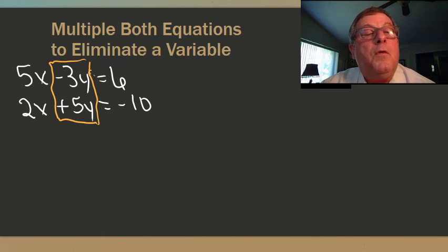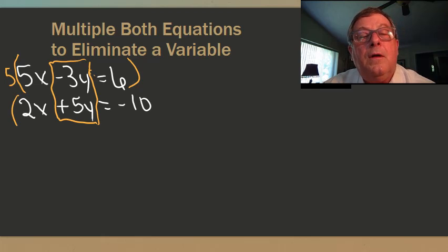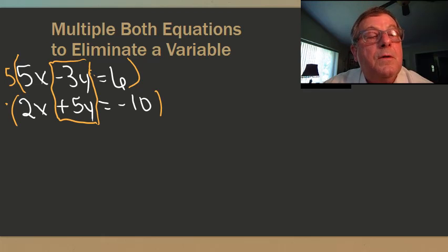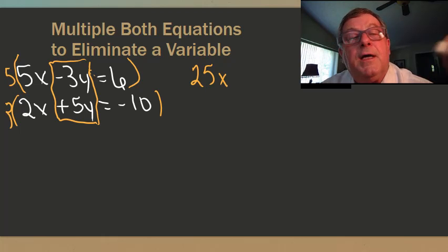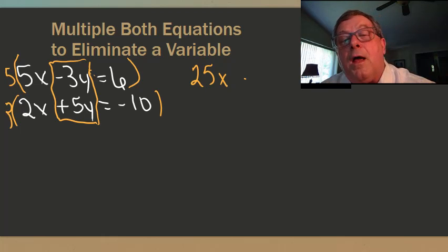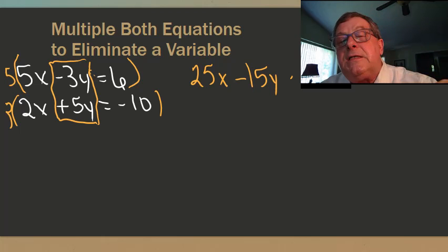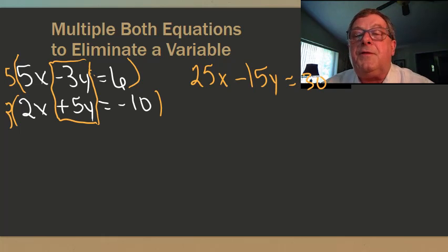So I'm going to multiply this first equation by 5, and I've got to multiply that by everything in the equation. And I'm going to multiply the second equation by 3. So if I do that, in this first equation, I'm going to get 25x. 5 times 5x is 25x. 5 times negative 3y is negative 15y. And 5 times 6 is 30. So my equation now is 25x minus 15y equals 30.